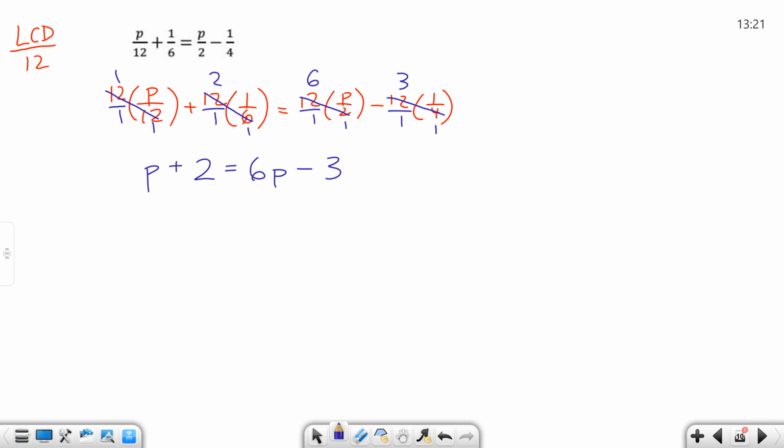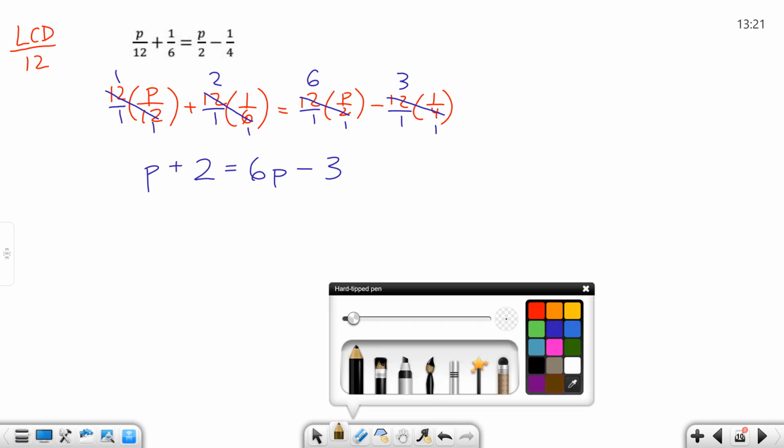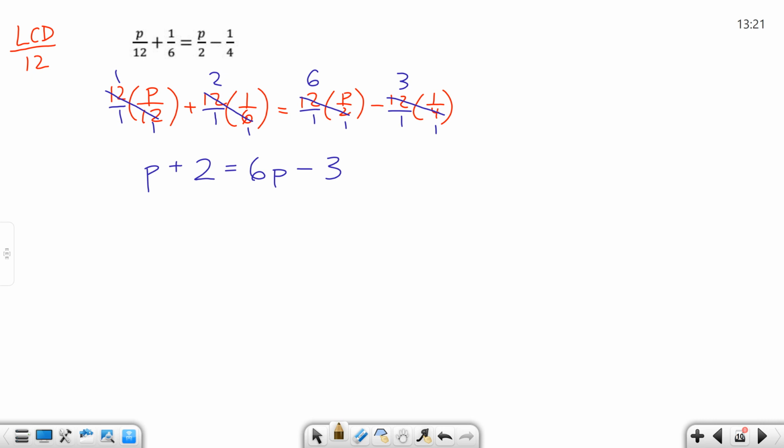So look at that beautiful equation. There's no fractions. None. So you can move anything you want to move. I've always put my variables on the left in all my videos so far. I'm going to do that differently this time just because you can. I'm going to move P this time. I'm going to subtract P. And if I do that, that cancels. I get 2 equals 5P minus 3.